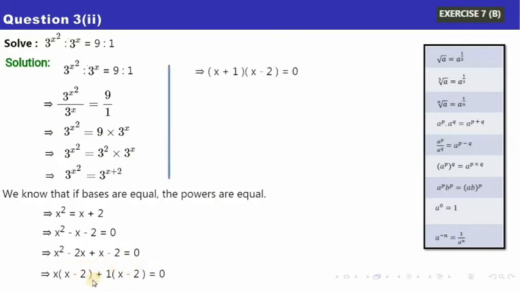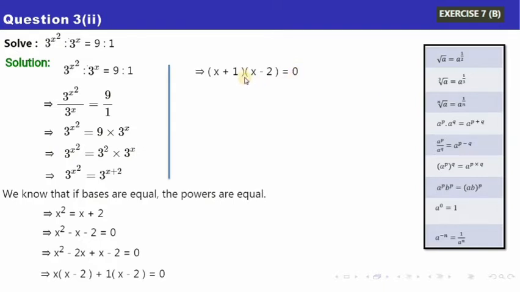That means this x minus 2, when you keep it outside, here you have x and here you have plus 1. So that's why you get x plus 1 into x minus 2 equals to 0. Now this means, see, this is one number, this is another number. When you multiply two numbers, you are getting 0.